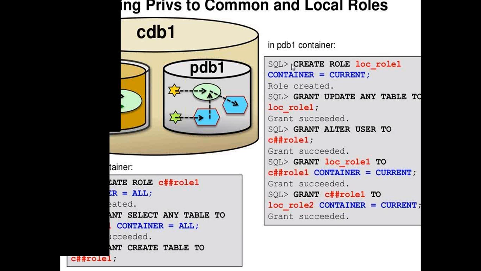Now the first command is create user C##Zoran identified by Oracle1, and container is equal to all. It is not mandatory to write container is equal to all. By default it is all only.